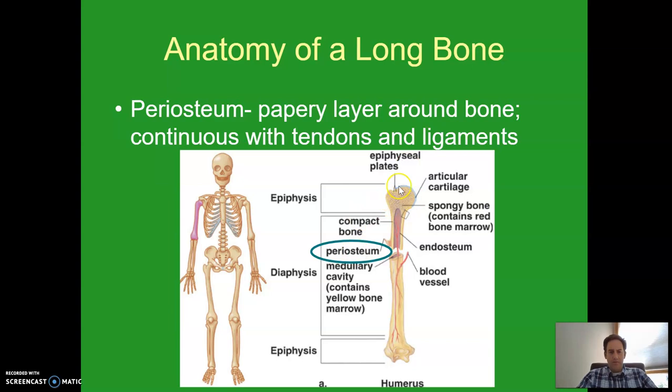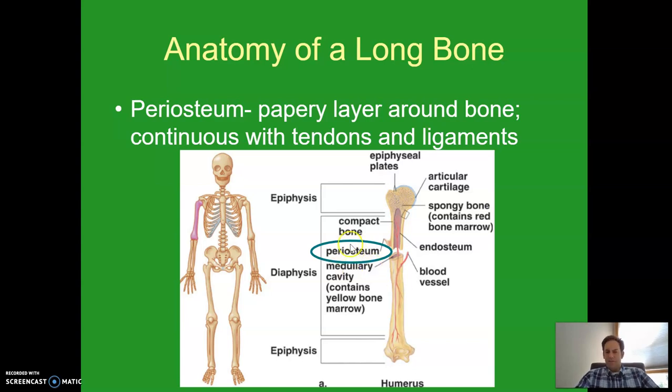Here's a picture of the humerus, which is this upper arm bone here, highlighted in pink. And there's a lot of different parts to this bone. So the first structure is the periosteum. And what this is, you can kind of see it peeling away a little bit here. It's this little papery layer around the bone. It's actually made of connective tissue, and it's continuous with your tendons and ligaments. So that periosteum is really important as a structure involved in allowing your tendons and ligaments to attach to your bones.